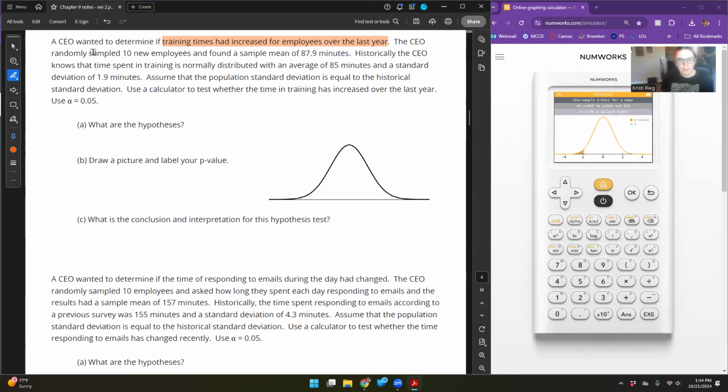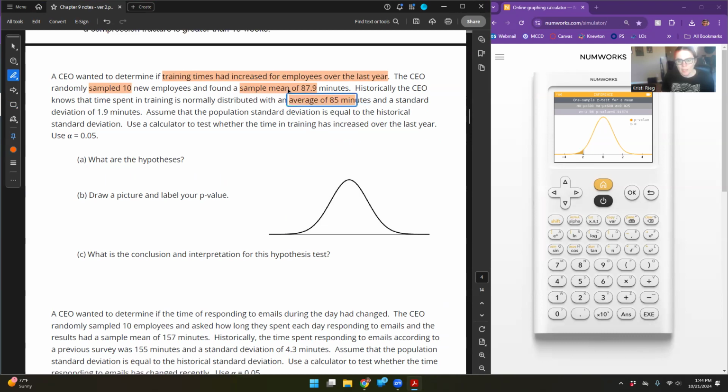The CEO sampled 10 new employees, and they found a sample mean of 87.9. Historically, they know that the time spent is normally distributed with an average of 85 minutes. So the way we're going to use that 85 minutes, because this is the historical, it's going to go over here. Have increased for employees over last year. We know last year was 85 minutes.